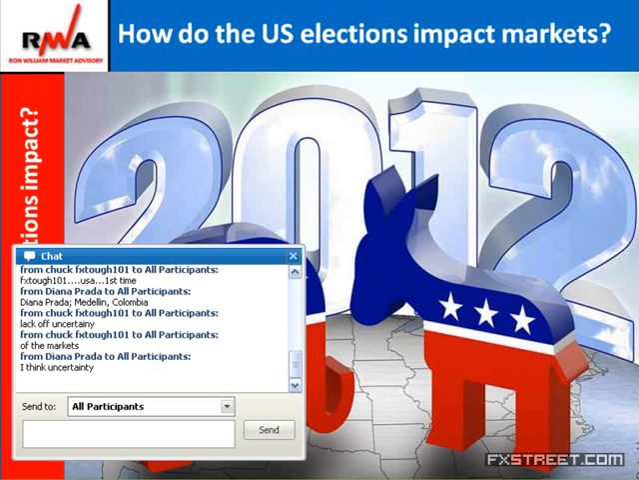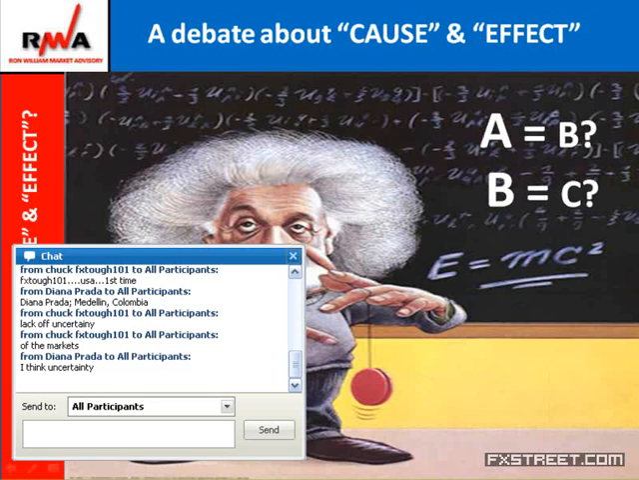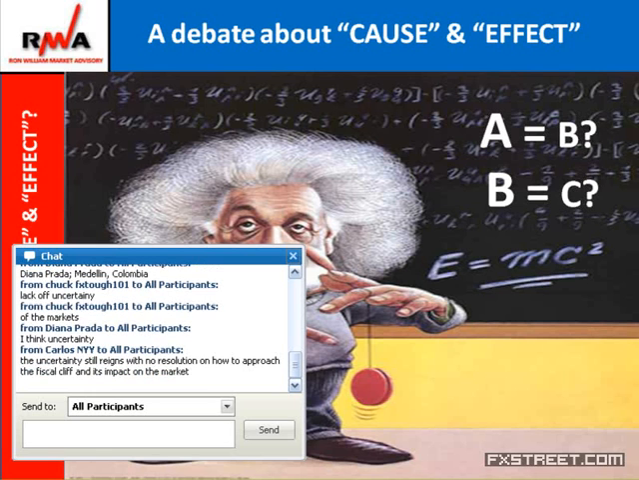Okay, now I'll move on from that point. Now I want to ask the question about a debate between cause and effect. Nice cartoon there of old Albert Einstein asking the question E equals mc squared. He's obviously trying to work out relativity, but we're going to try and keep it simple today and focus more on very simple cause and effect equations. Does A equal B, or does B equal C? That's the hypothetical equation that I'm posing for everyone. But before I explain exactly what that means, A and B, I just want to quickly read what Carlos just said.